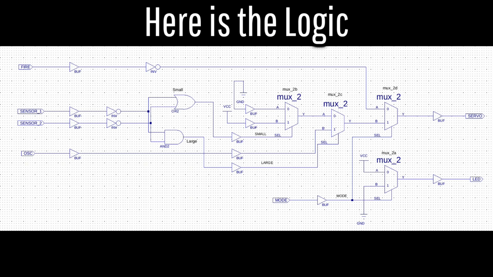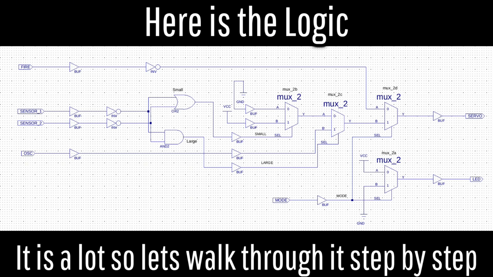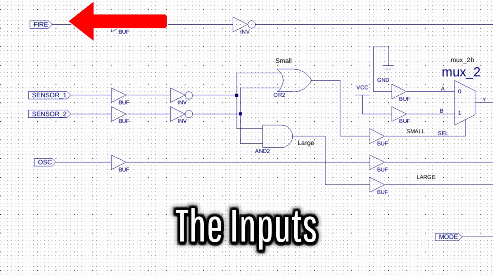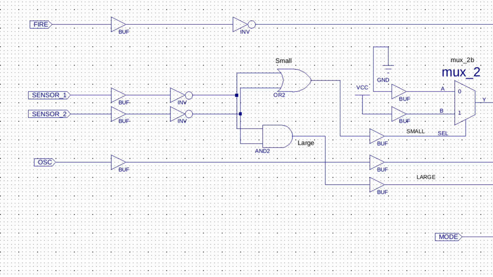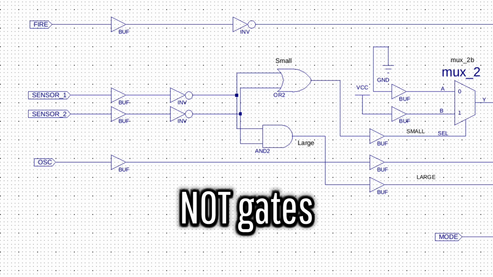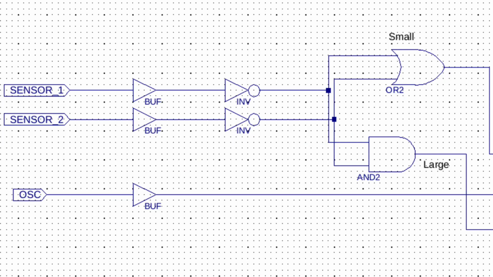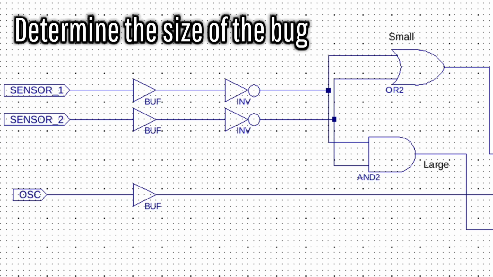Here is the logic. It is a lot, so let's walk through it step by step. Here on the left, we have the inputs: fire, sensor 1, sensor 2, the oscillator, and the mode. Fire is the button, and mode is determined by the switch. You may notice that NOT gates are placed immediately after the inputs. These basically ensure that the sensors are working the right way around. We want the sensors to output a value of 1, indicating that something is true, if there is an item in front of it. First, we have the circuit which determines whether the bug is large or small.